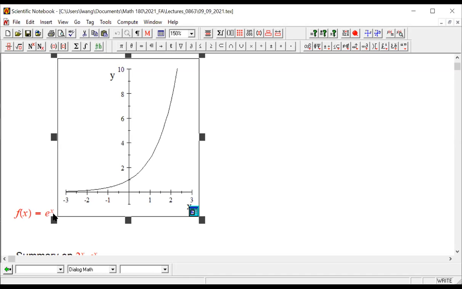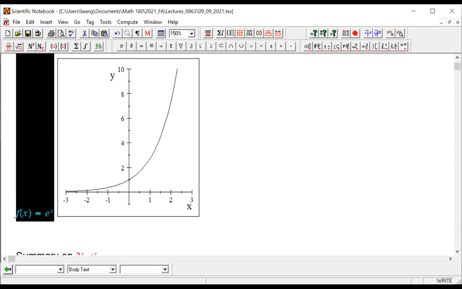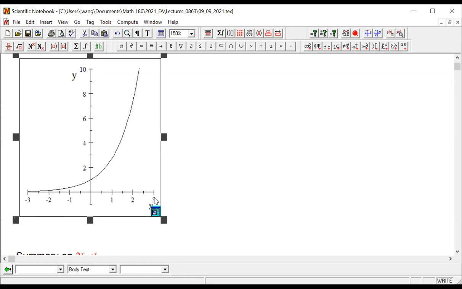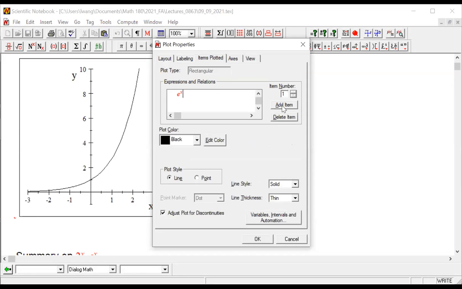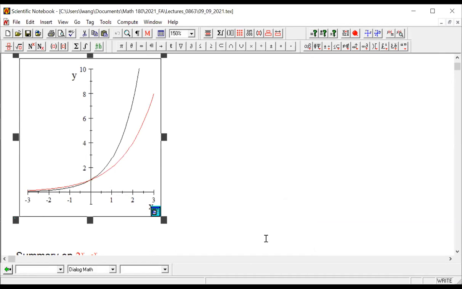Next, I'm going to plot 2 to the power x in the same picture. If you have a calculator, you can totally do this. I'm going to change the color. 2 to the power x is red. Do you follow me? So this is e to the power x, and that's 2 to the power x.